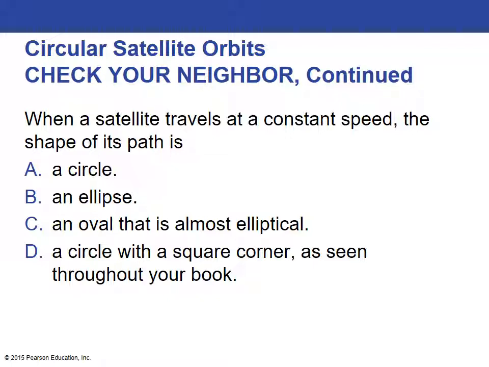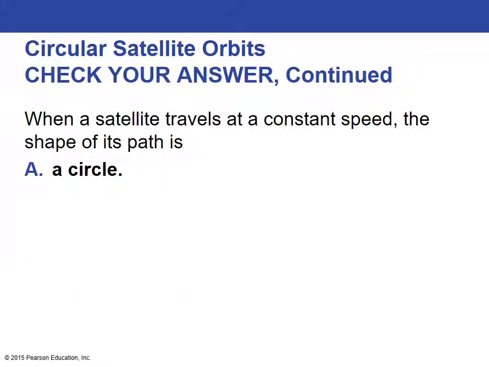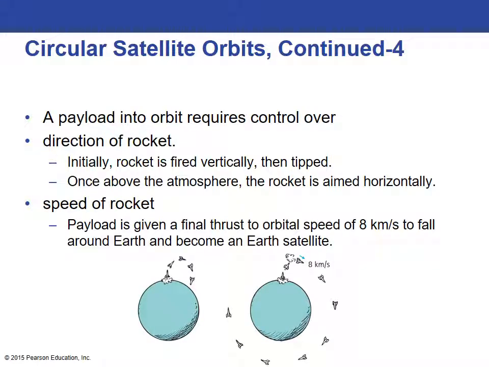Here's another question for you. When a satellite travels at a constant speed, what is the shape of its path? Is it circular? Is it elliptical? Is it an oval? Is it a circle with a square corner? Now, a satellite traveling at a constant speed will be in a circle. So when we're launching our satellites, the engineering behind launching a satellite is to be vertical to escape the Earth's atmosphere, and then when you're out of the atmosphere, to move to be horizontal and to make a thrust of 8 kilometers per second so that it falls toward the Earth and stays in orbit.